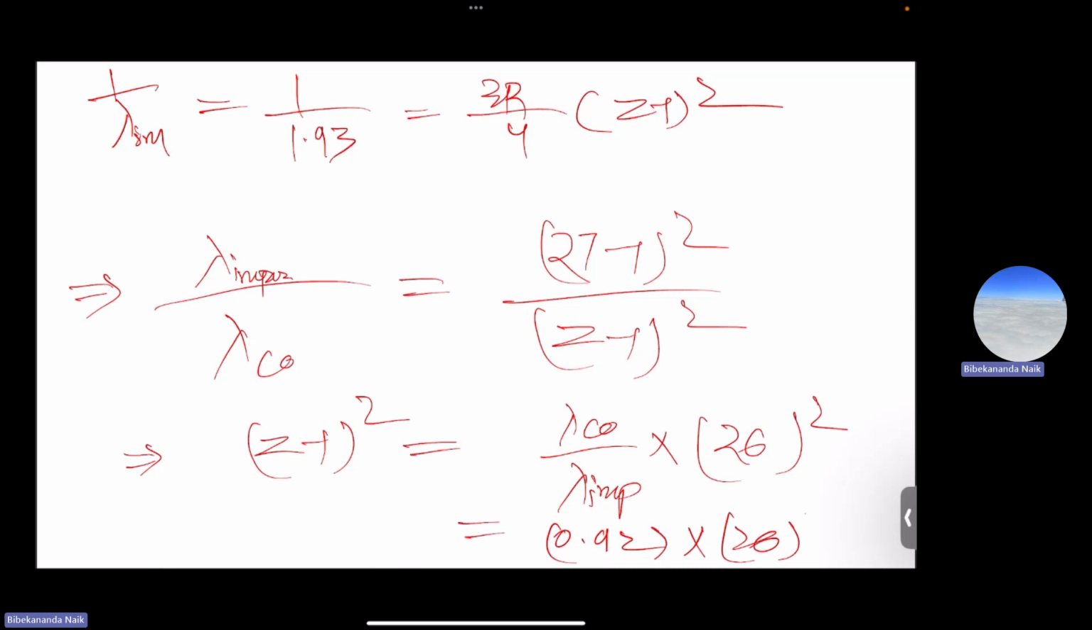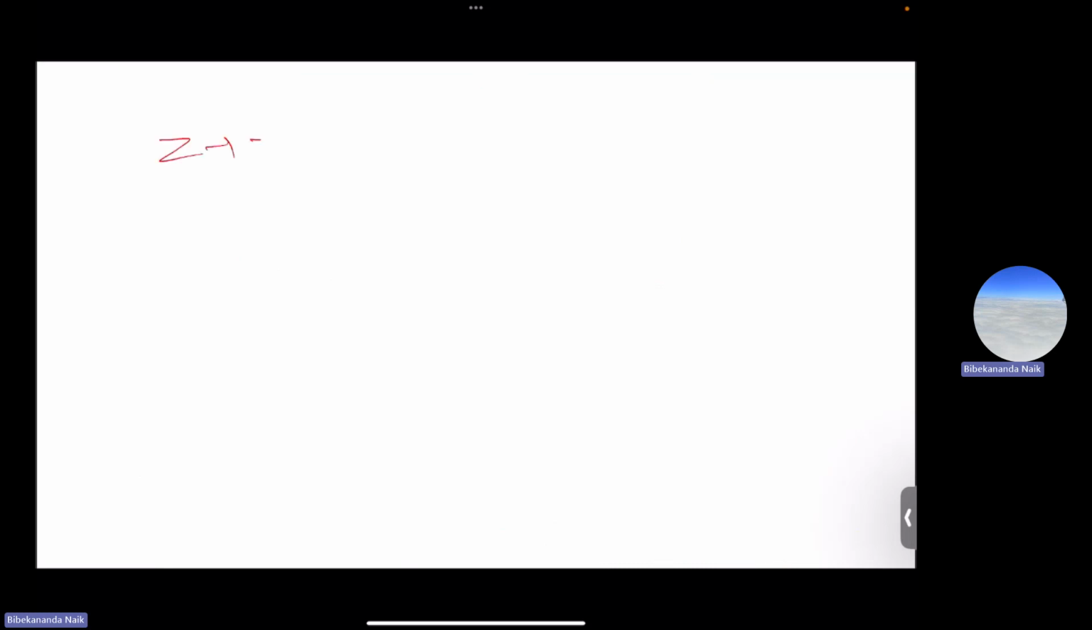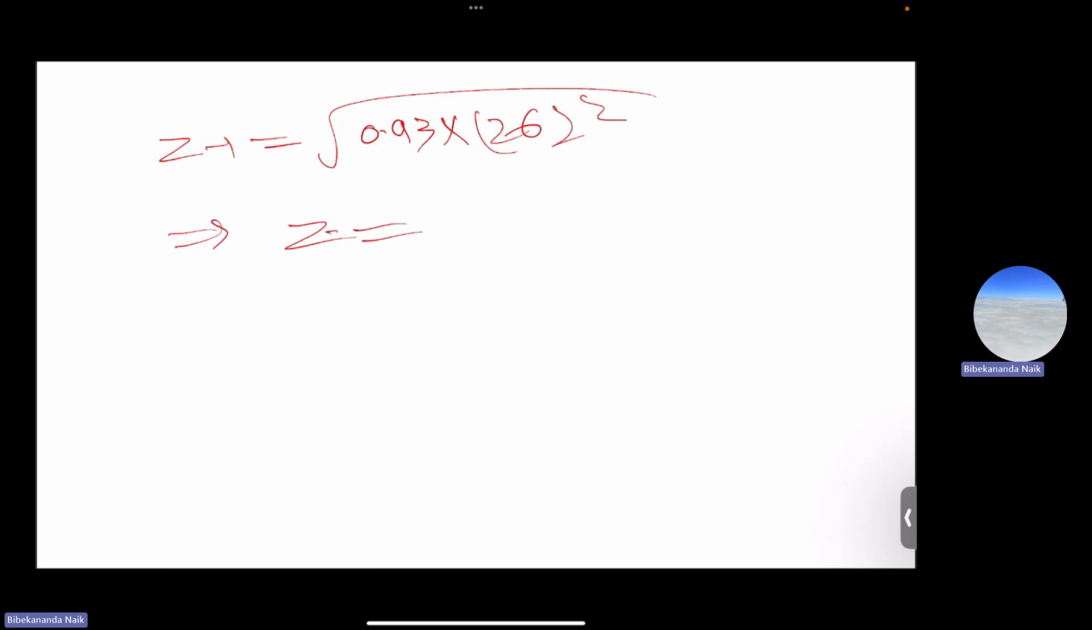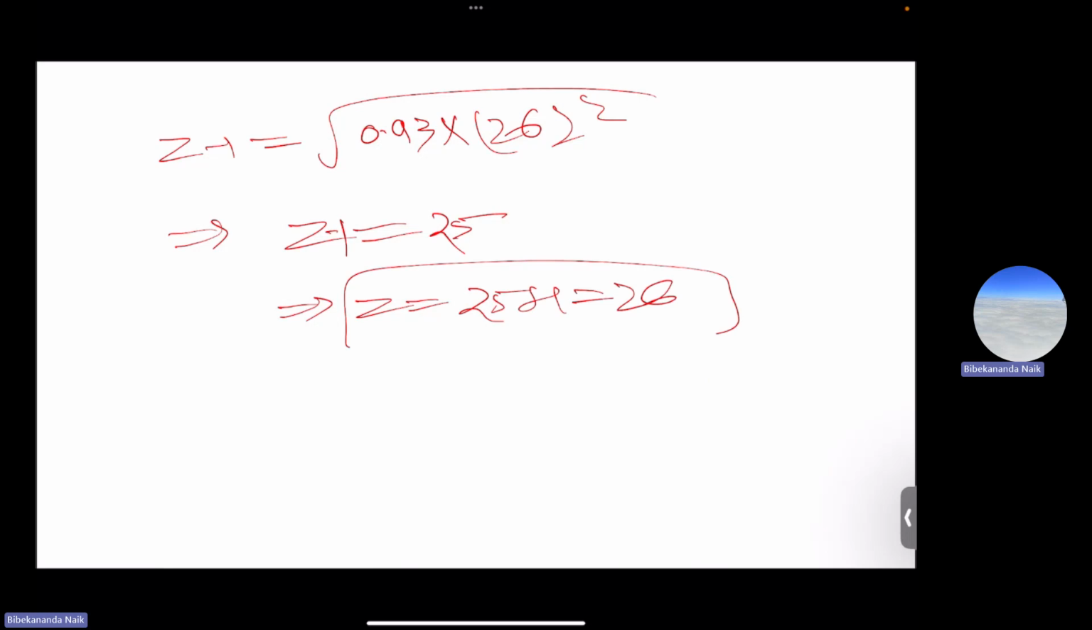So if you calculate, Z minus 1 will be the square root of 0.93 into 26 square, which will give you Z minus 1 equals 25, so Z equals 25 plus 1, which is 26. So the root of 0.93 is how much?